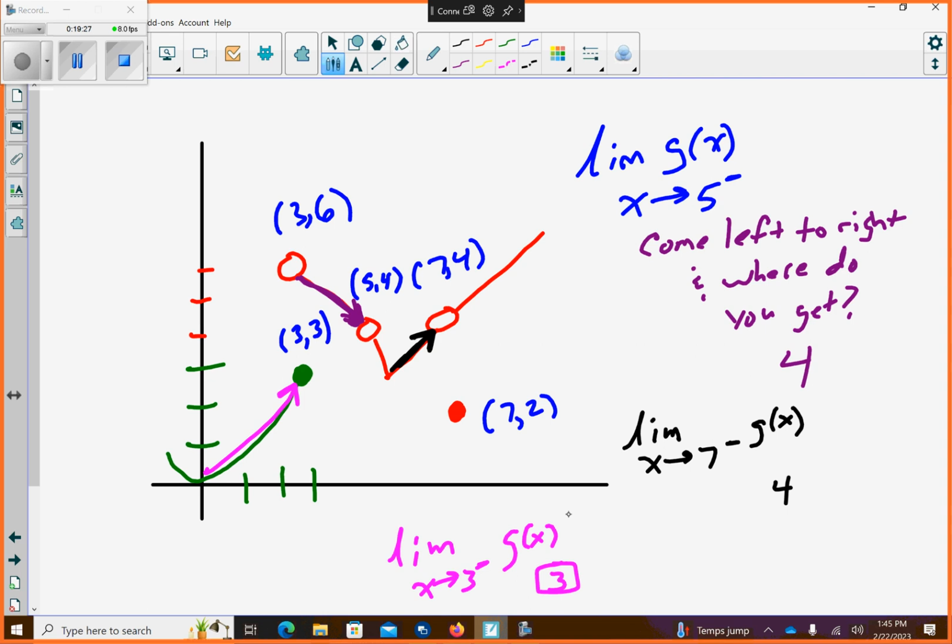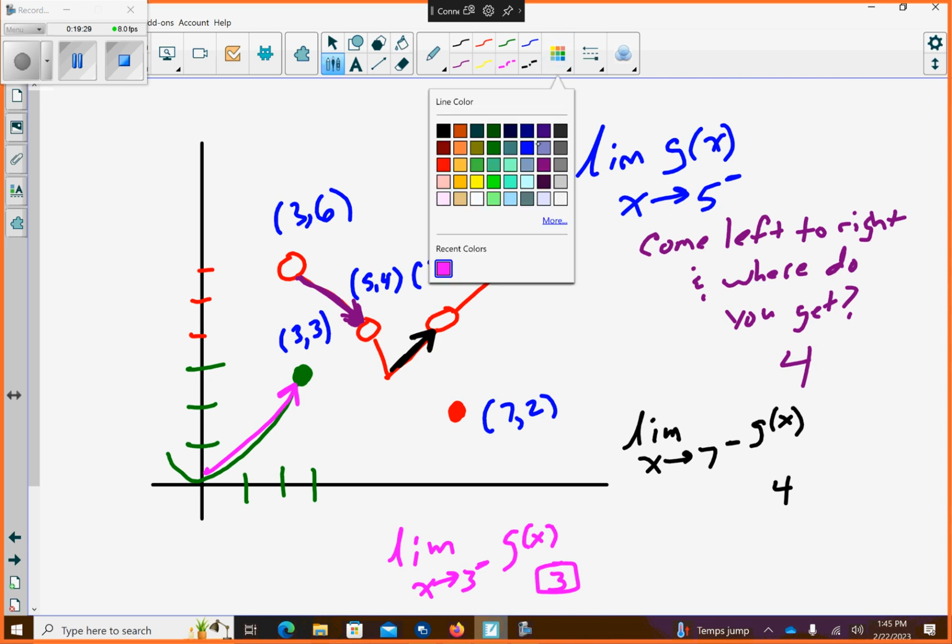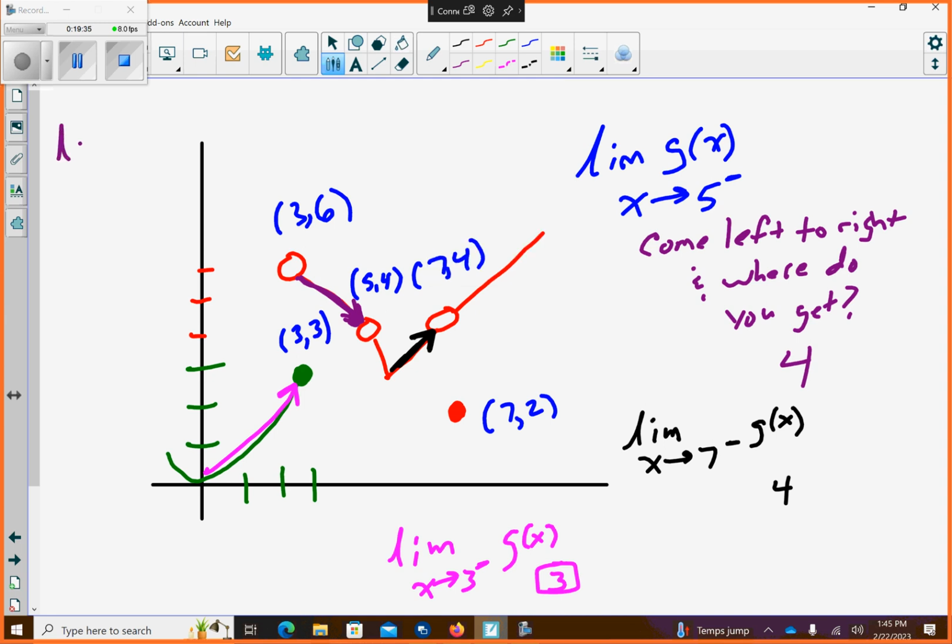So now let's change gears a little bit. I'm going to change colors. All right, so I'm going to do the limit as x approaches 5 from the positive side of g at x. So now I have this positive right here. So that means I'm coming from the left or coming from the right.